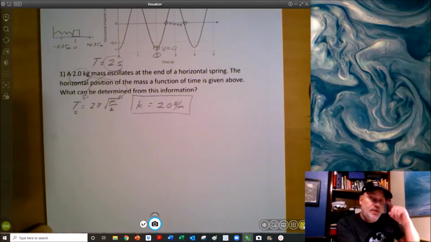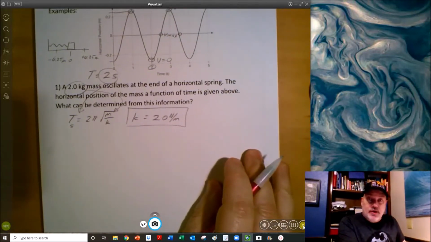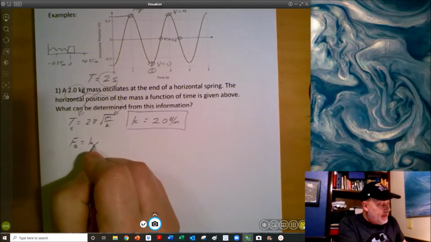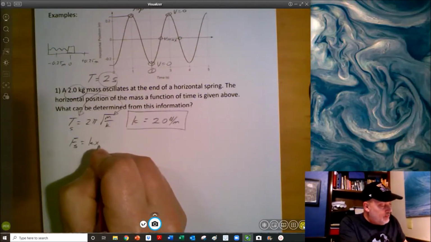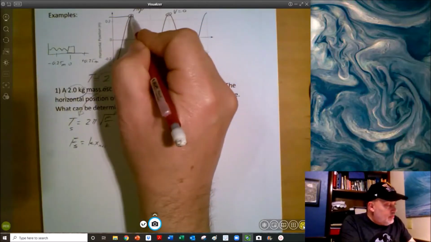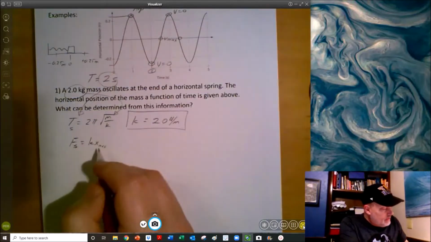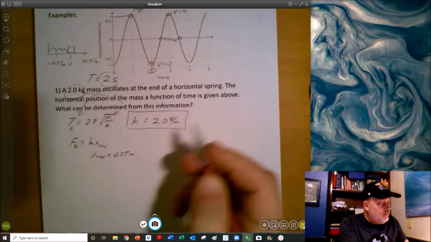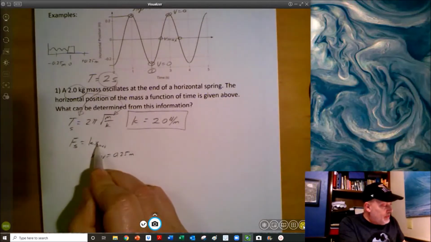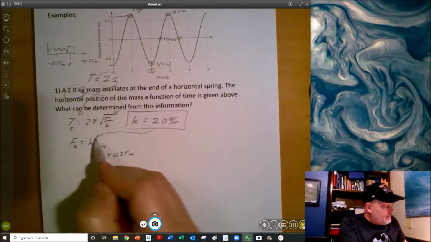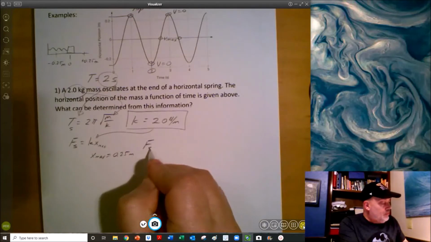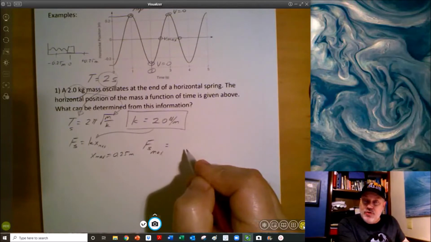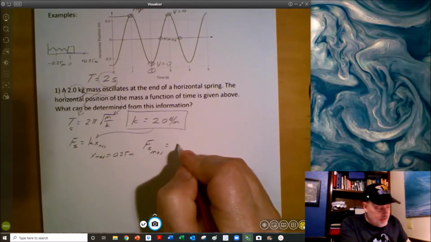All right? Let's see, what else can we figure out? Well, we know that the spring force equals kx, and we know that the maximum amplitude is about 0.25. Okay, so x max equals 0.25 meters. So we can find the maximum force by plugging that in and what our spring constant is, which we just got. So the maximum spring force that we'll get while it's oscillating back and forth when it's at the ends will be approximately 5 newtons.